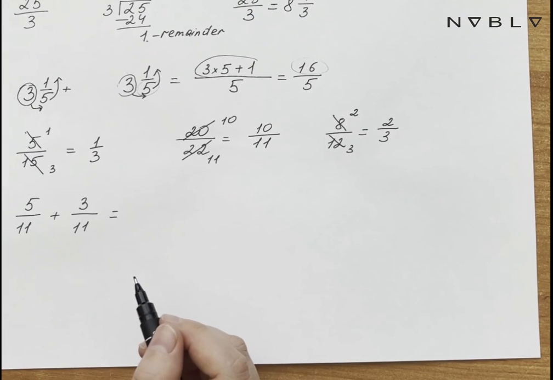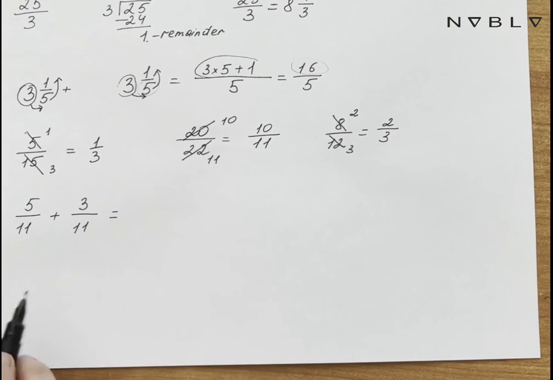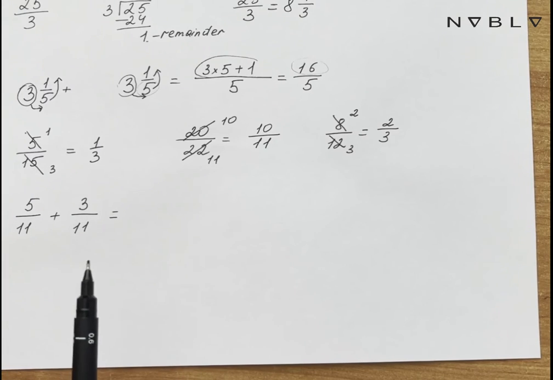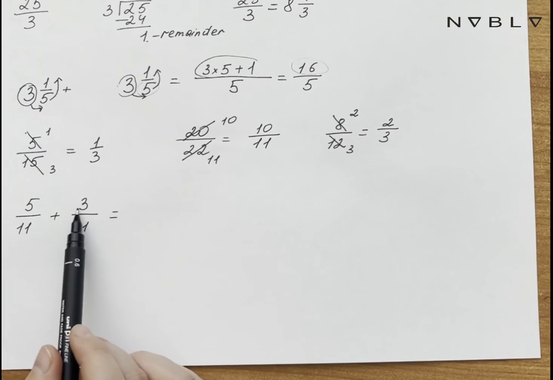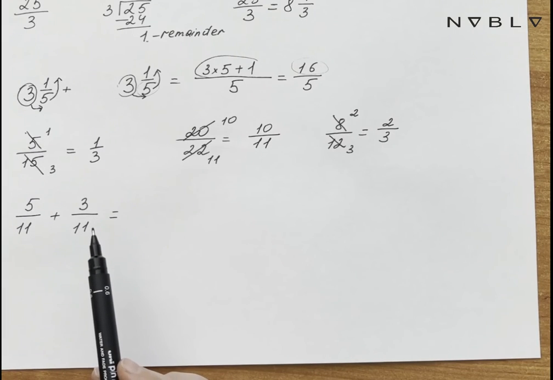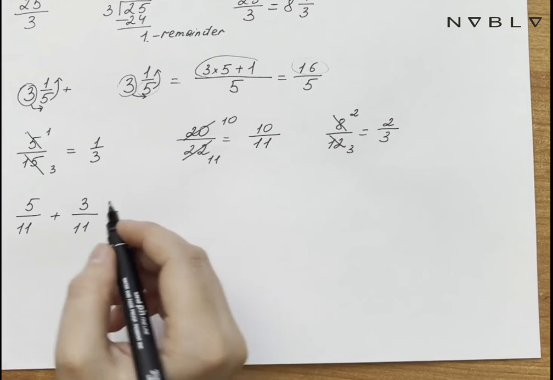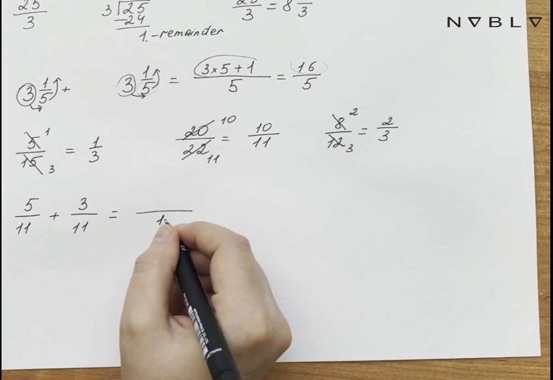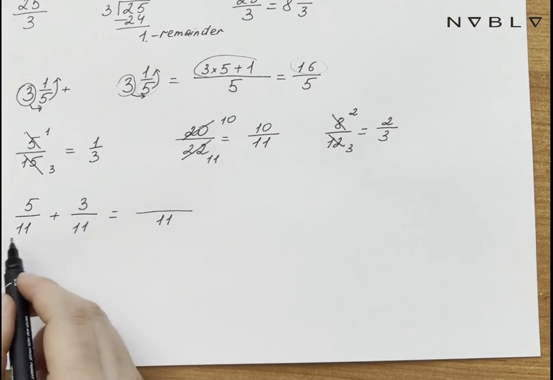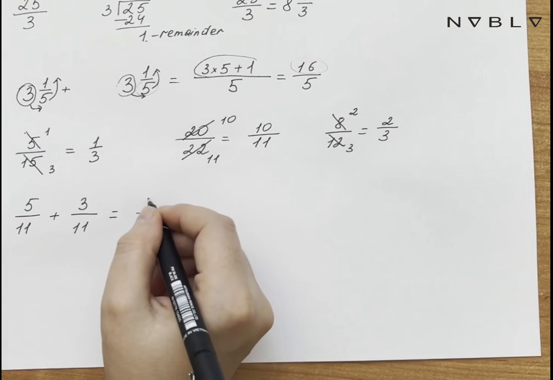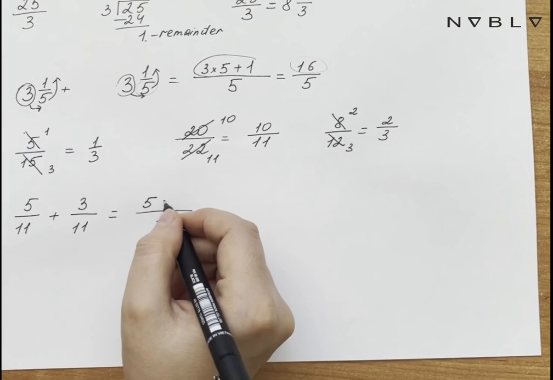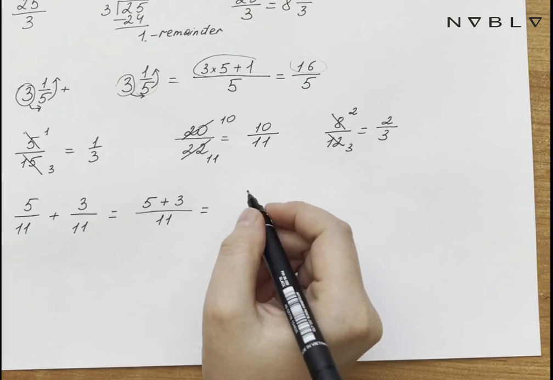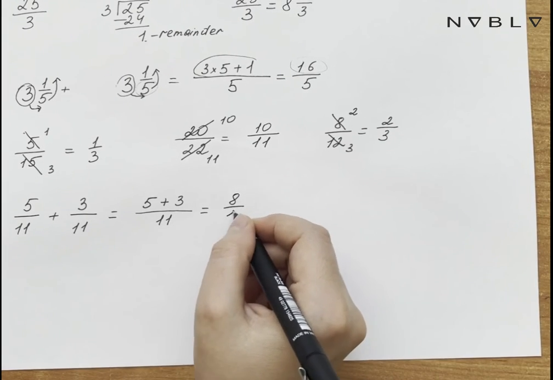To find the sum or difference of fractions with the same denominators, you have to add or subtract the numerators and leave the same denominator, since it's a common denominator. Okay, we leave our denominator because it's the same, and first numerator plus second. It will be 8/11.